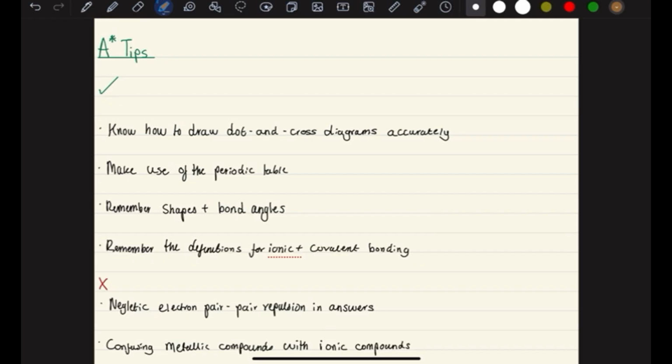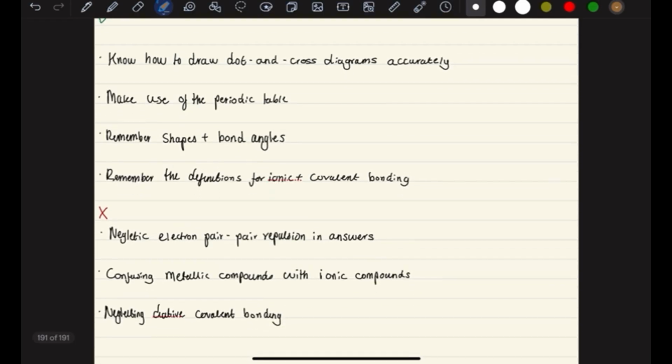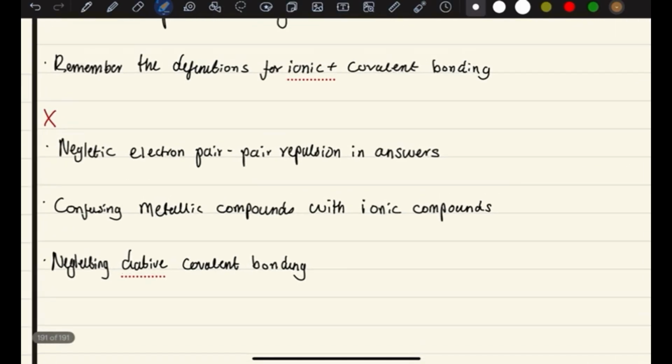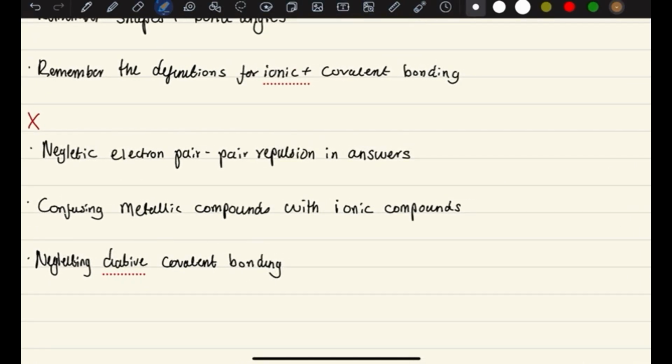Remember the definitions for ionic and covalent bonding. Again, I just like definitions, guys. If you can remember a definition, then you're scoring an easy 1-2 marks, yeah? So just make sure that you know those definitions, especially the easier definitions, because there are some harder definitions down the road. Now, what do we not do?